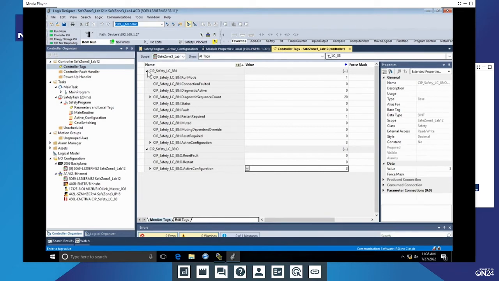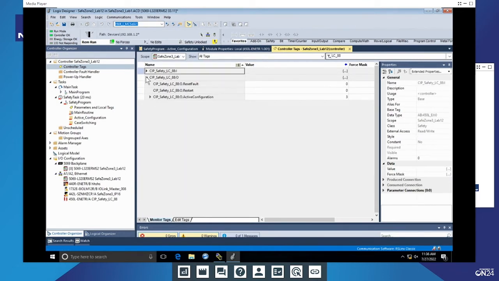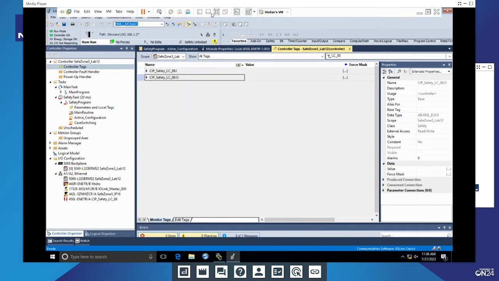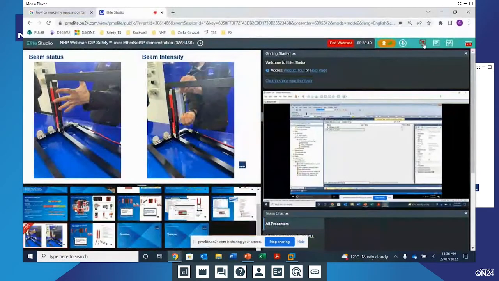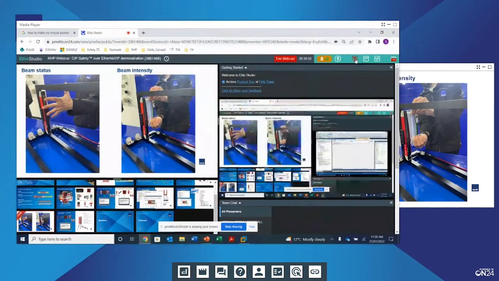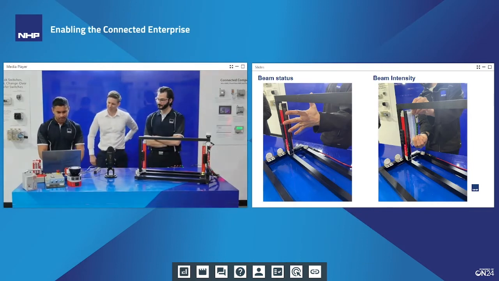Now I am coming to the end of my time. So I'm going to summarize what we have in our light curtains. I'm going to stop sharing my screen and let's go back to presentation view.